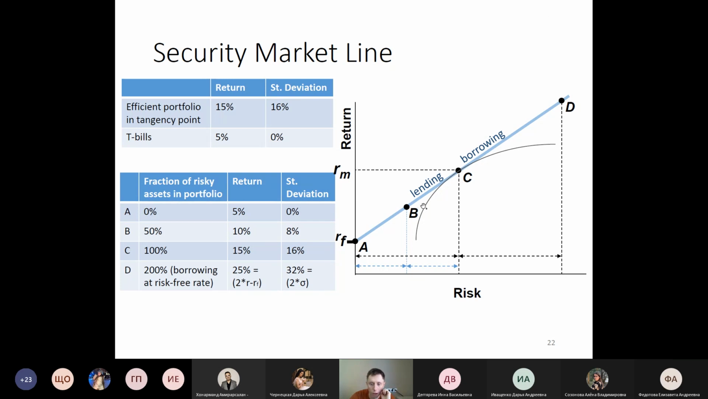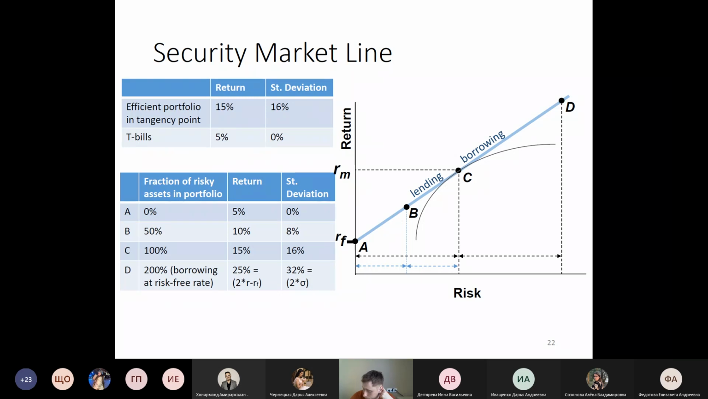So here point B is better because it has lower risk for the same level of return. And if you are very risky, instead of investing in the most risky assets available, you can borrow some money and buy the market portfolio. That might be the better option, and this is what is presented at point D.